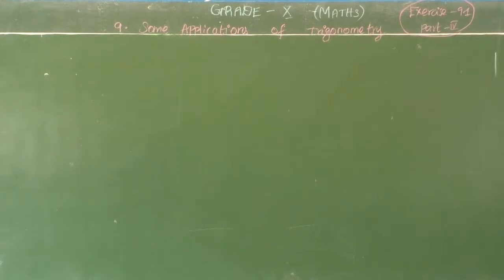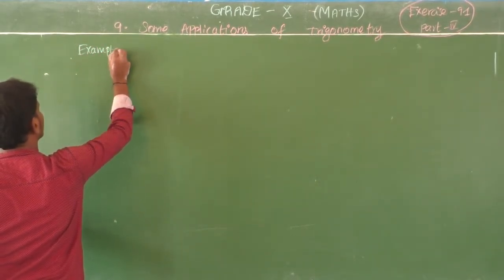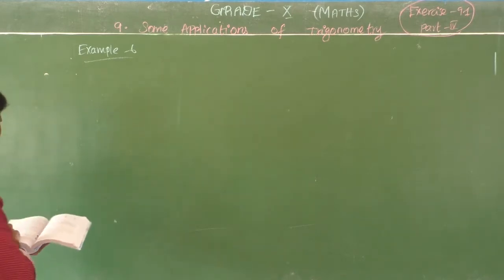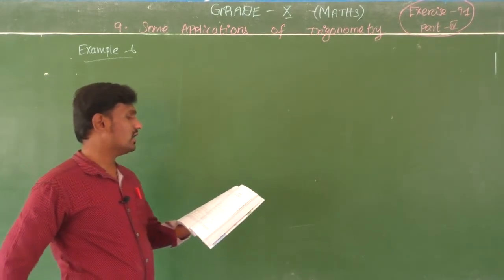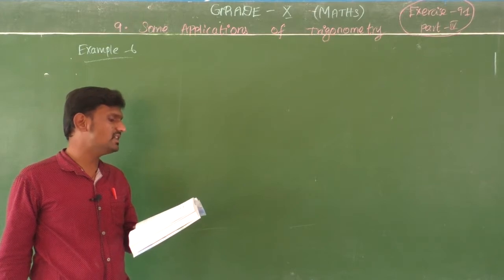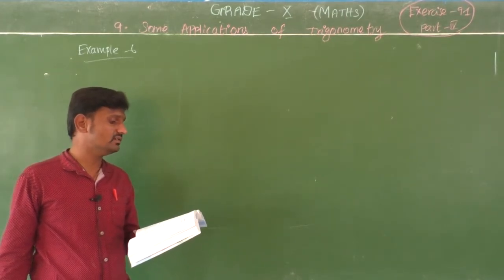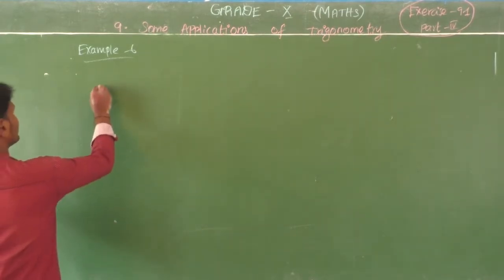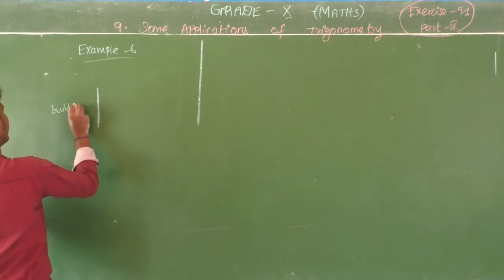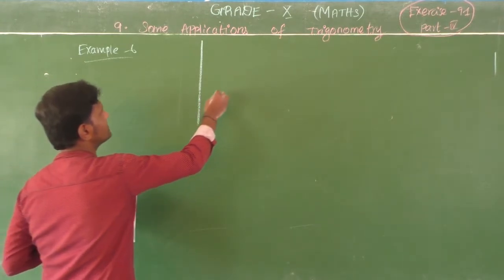And the next question, example 6. This is also the same pattern as question number 12 in the exercise. Now listen, I'm reading the question. The angles of depression of the top and the bottom of an 8 meter tall building from the top of a multi-storied building are 30 degrees and 45 degrees respectively. Find the height of the multi-storied building and the distance between the two buildings. This is the first building and this is the next building. This is a small building and its height is 8 meters. And this is a multi-storied building.